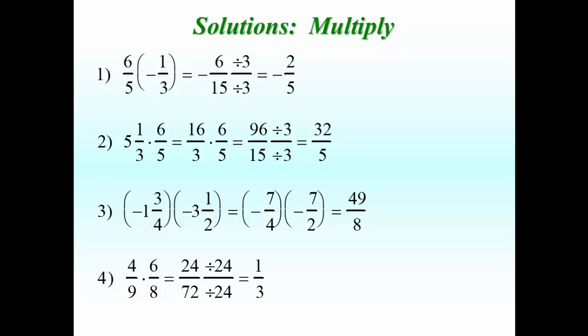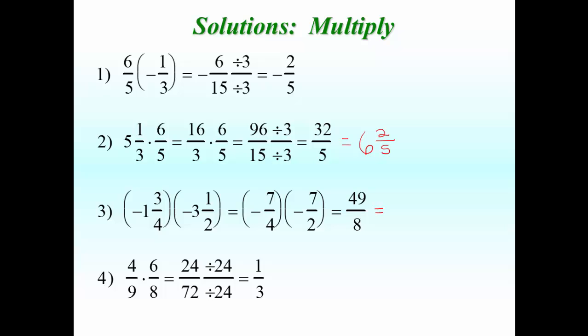For the first one, you should have gotten negative 2/5. The next one, you should have gotten positive 32/5. That's an improper. You could choose how many times does 5 go into 32? 6 with 2 left over. So that's 6 full rectangles and 2/5 of another.